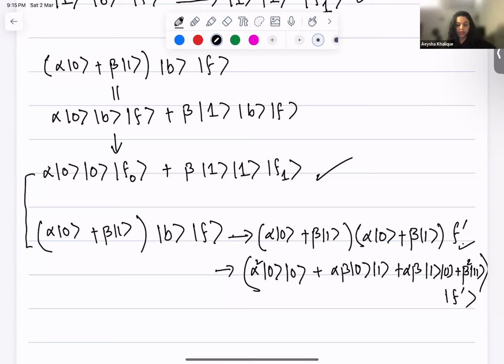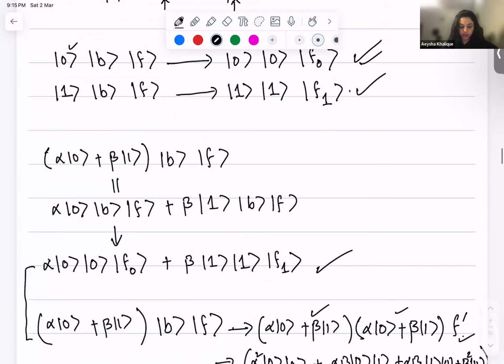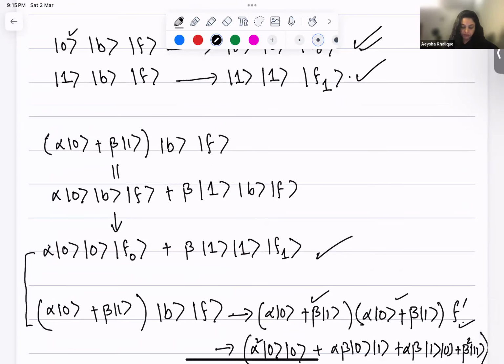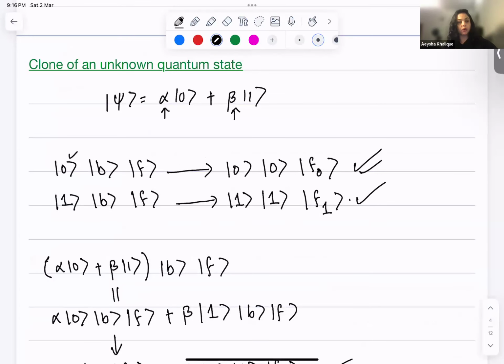Okay, what we expected from a cloning machine. It should keep the original and it should make a perfect copy on the blank one, which should look like this, right? Which in fact translates into this, into the last line. But this is not what we are getting. So our cloning machine was capable of making a copy of 0 and 1, but it cannot make a copy of alpha 0 plus beta 1 if it is going through the same mechanism as 0 and 1 were going. So in fact, you cannot clone an unknown quantum state.